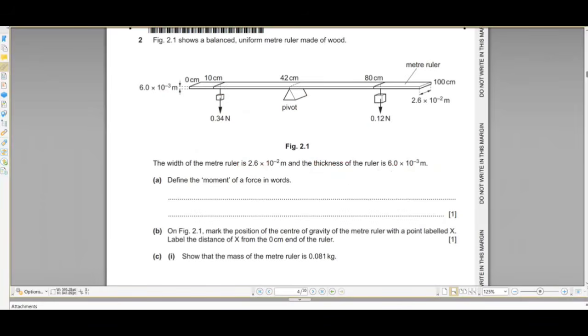Okay, the question is from moment of force. Question number 2. Figure 2.1 shows a balanced uniform meter ruler made up of wood. The width of the meter ruler is 2.6 into 10 raised to the power minus 2 meters, and the thickness of the ruler is 6.0 into 10 raised to the power minus 3 meters. Define moment of force in words. Okay, what is moment of force? Moment of force is the product of force and perpendicular distance from the pivot.